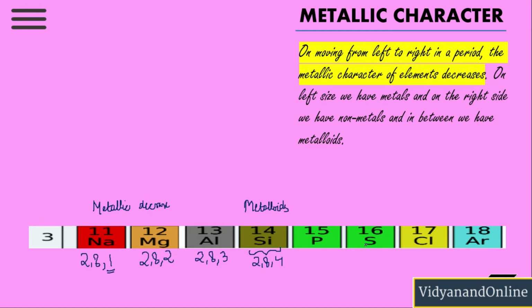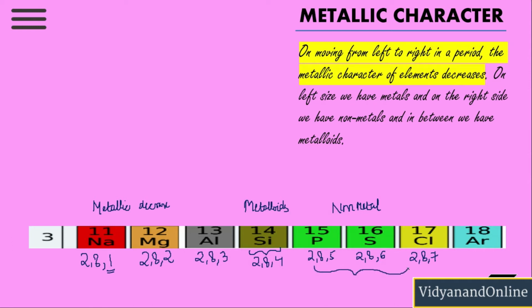Now phosphorus, sulfur and chlorine belong to non-metals. Phosphorus is 2,8,5. So it has to accept 3 electrons to become stable. And sulfur is 2,8,6. It has to accept 2 electrons to become stable. And chlorine is 2,8,7. It has to accept 1 electron to become stable.